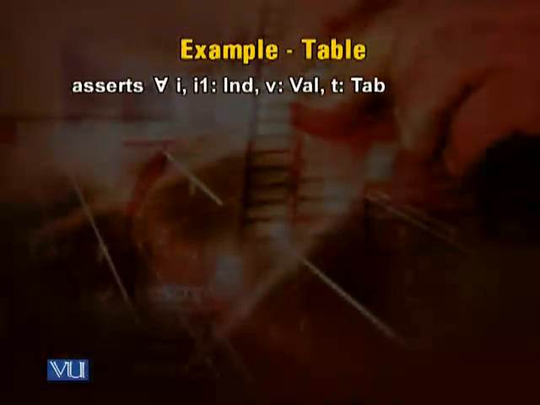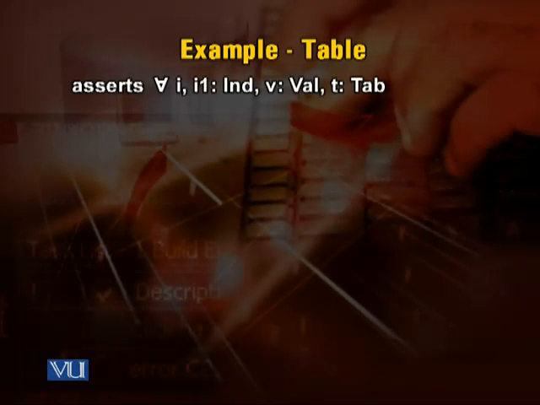Now let us look at the axioms part also. Asserts for every I1 colon index, comma v colon value, comma t colon tab. So it is saying that it takes three parameters: the index, the value, and the table.